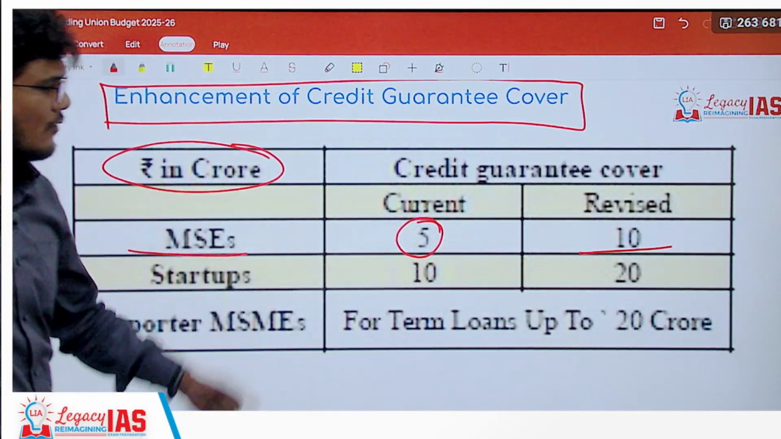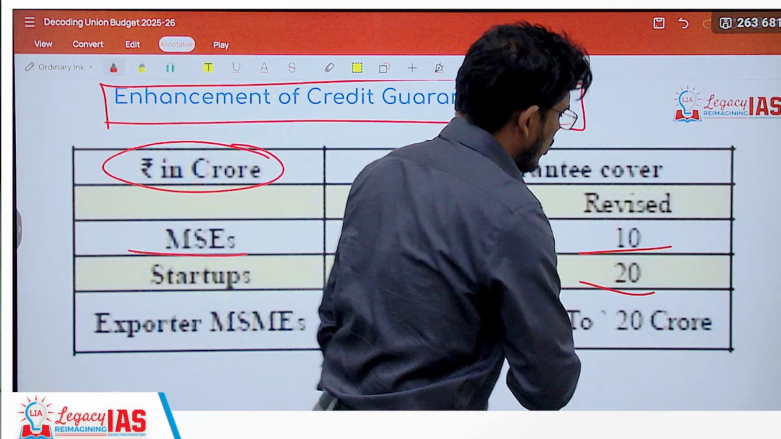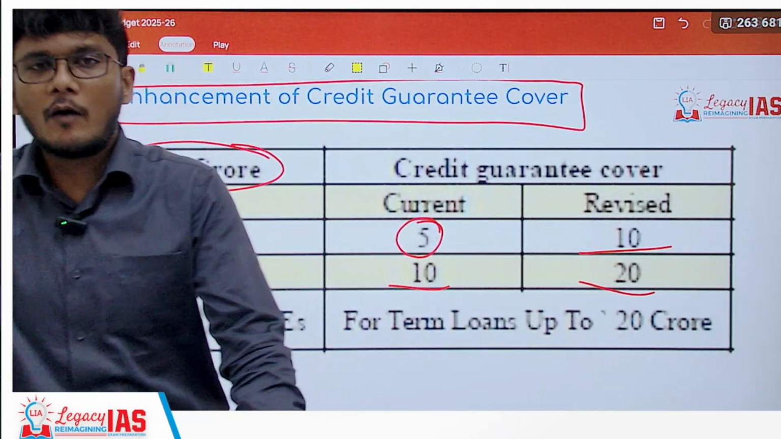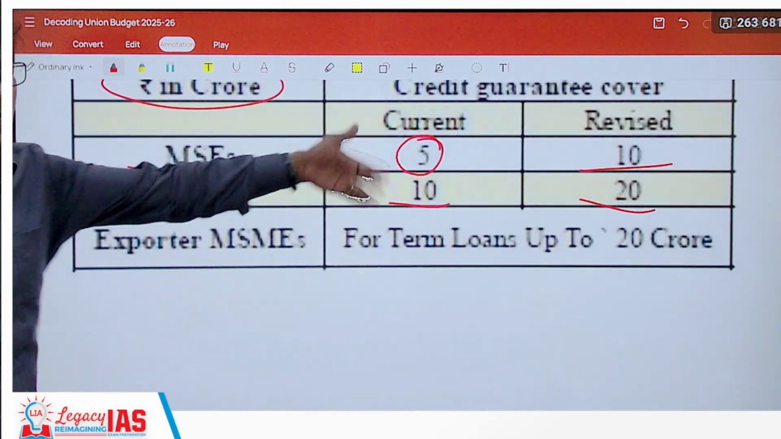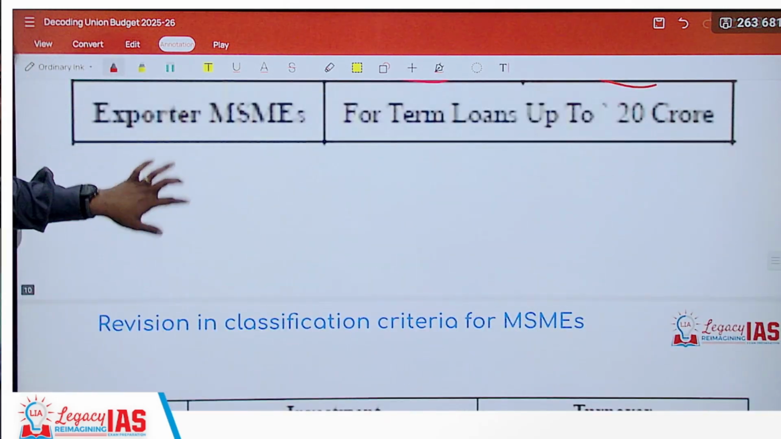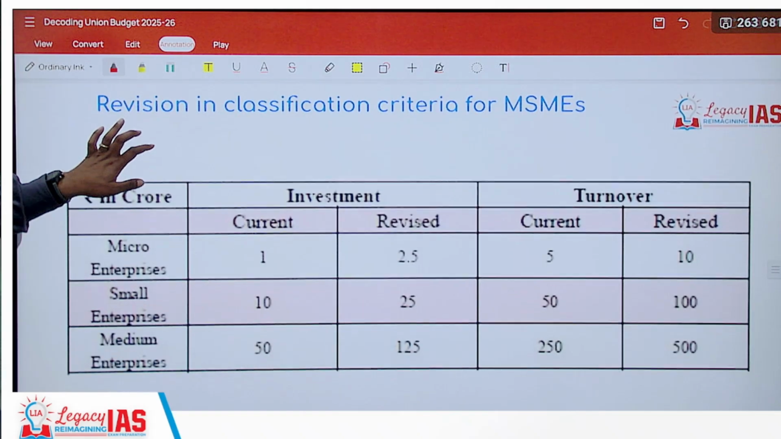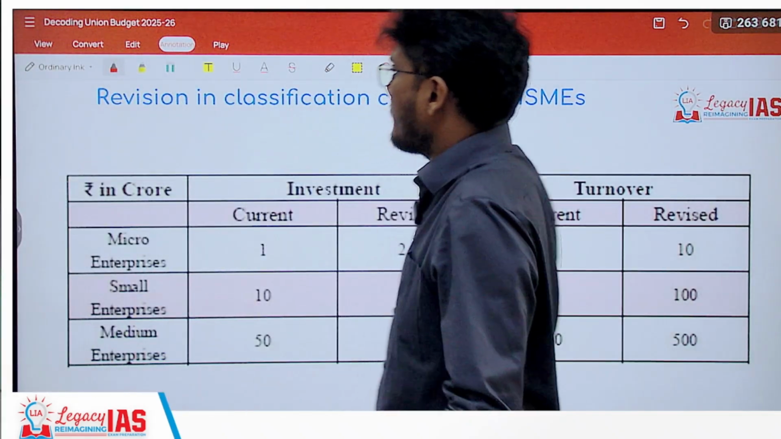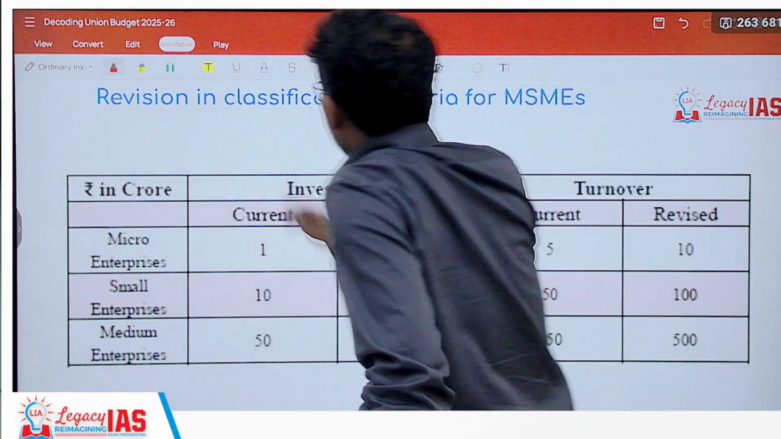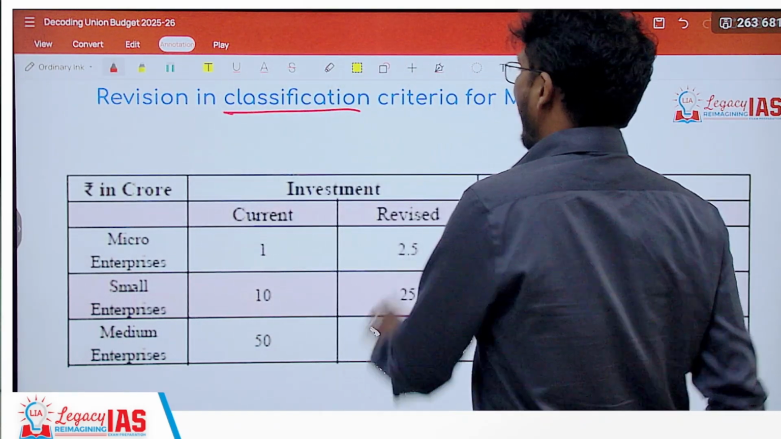For startups, it was 10. Now it will be made 20 crores. 20 crores of cover will be there for the startups. So simply they have doubled it. This is a good step. This is going to infuse a lot of liquidity in the MSME sector. Now, the classification of MSME itself has been revised.